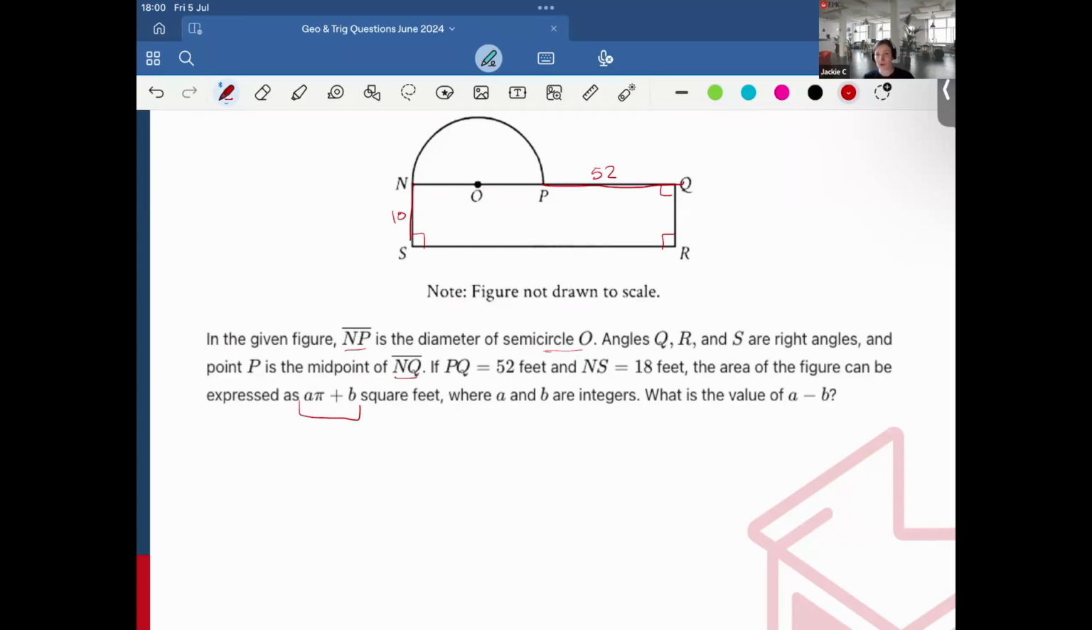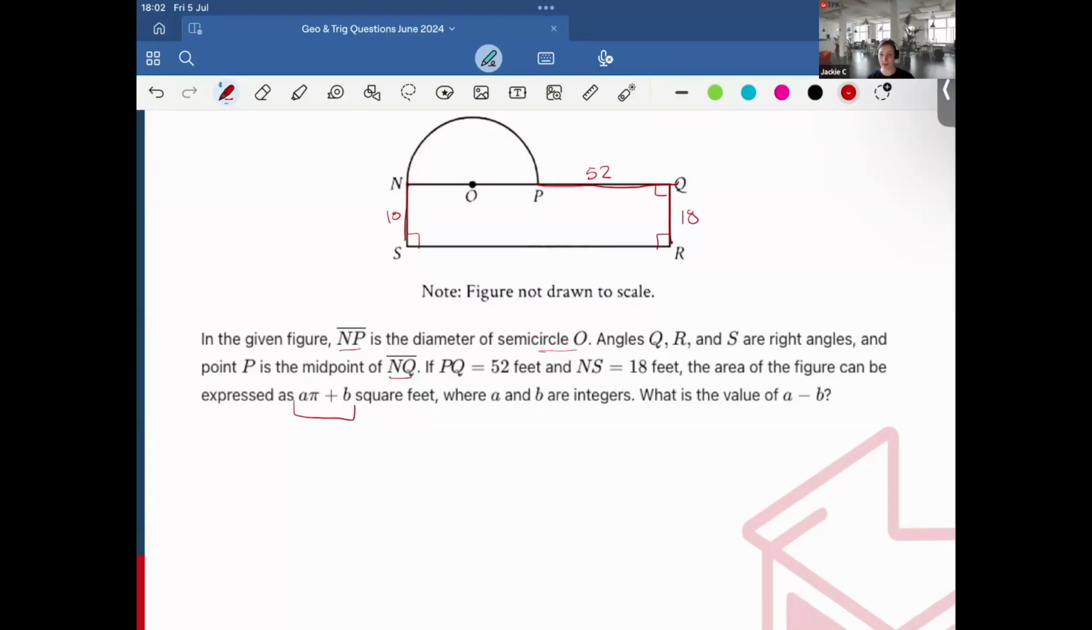Okay, so first, I would know that this is also 18. And the next thing I would do, I know that point P is the midpoint of NQ, which means that this whole length would also be 52, which would mean that the radius of the semicircle is 26. So let me put this is 26 and this is 26.